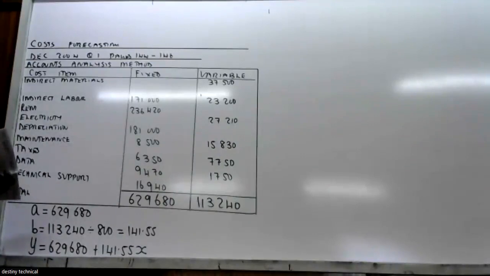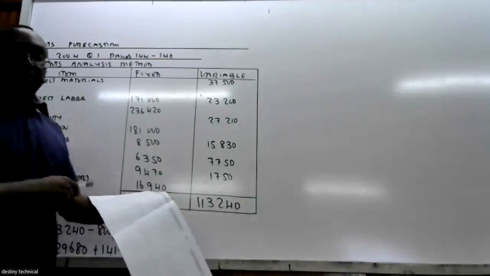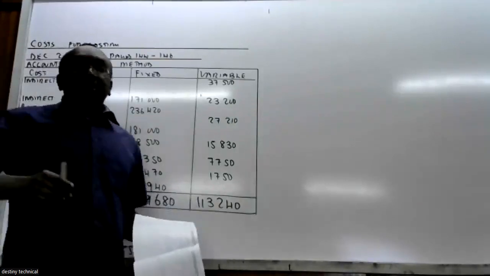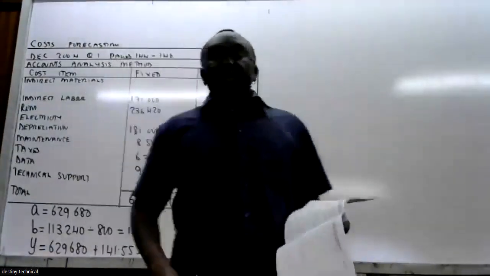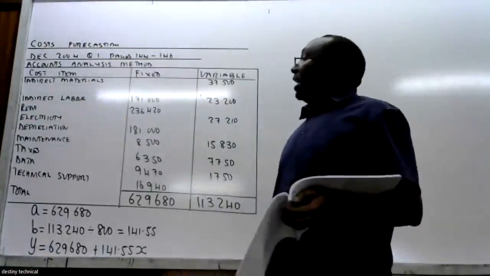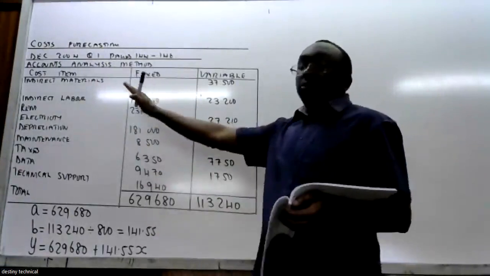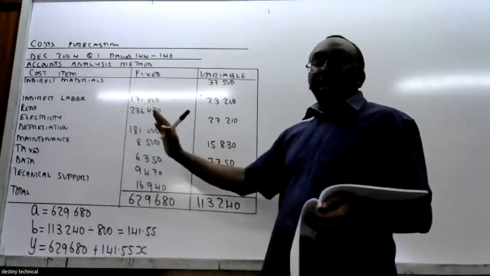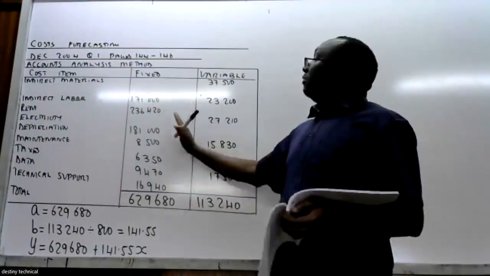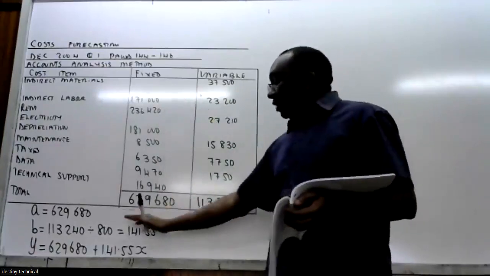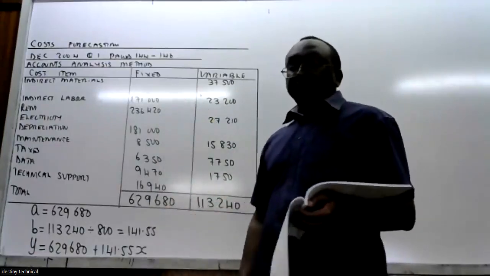Are we fine with that? Yeah. Let us go to the second. I don't think I have another question in the past papers about the account analysis, so I'm not having anything else to give. But basically, that is what we call account analysis. You look at your books of accounts, you classify your costs into two: the fixed and the variable. Then you get the function.